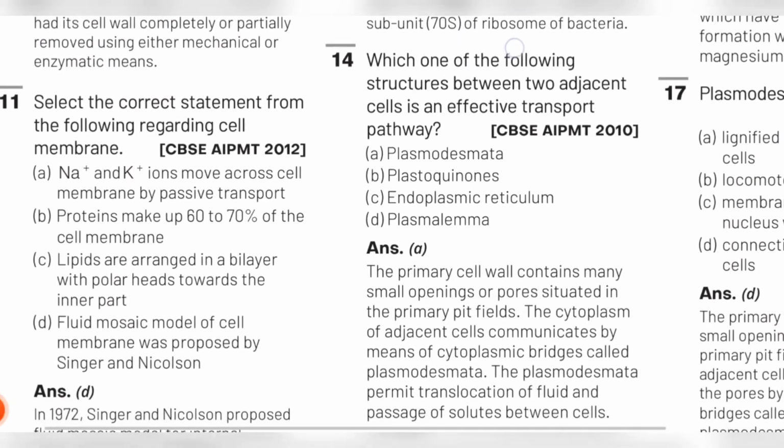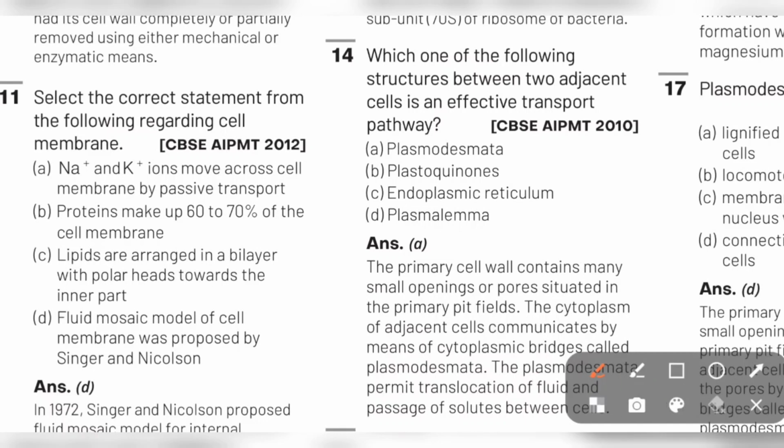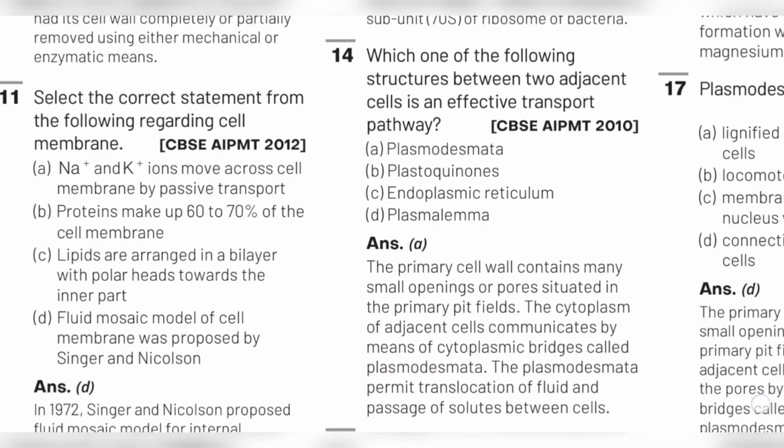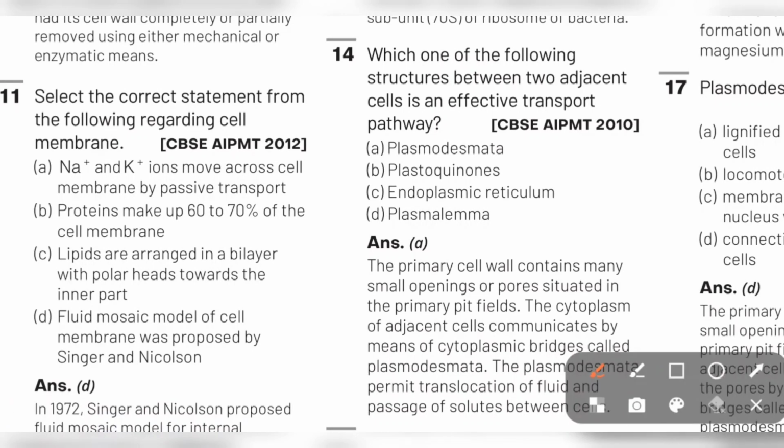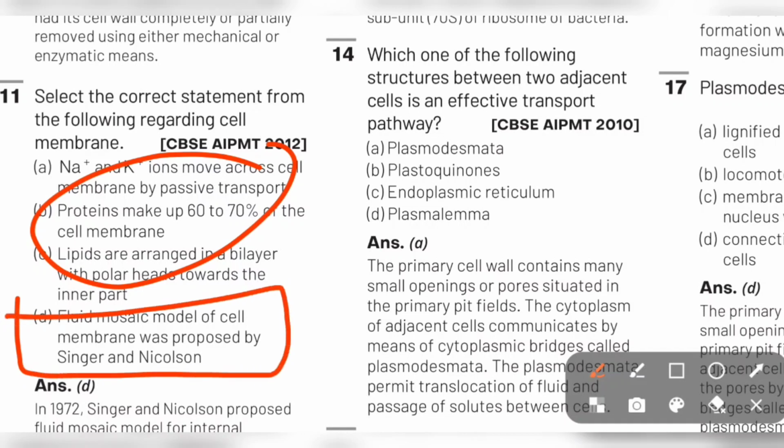Select the correct statement from the following regarding cell membrane. तो सबसे पहले, sodium and potassium ions move across cell membrane by tissue transport. Most probably गलत है. Proteins make up 60 to 70% of the cell membrane. गलत है. Lipids are arranged in a bilayer with polar ends towards the inner part. ये भी आपको गलत ही लगेगा. ठीक है. तो पहले 3 ऑप्शंस हमारे पास गलत हैं. And this fluid mosaic model of cell membrane was proposed by Singer and Nicolson. ये उसी से क्वेश्चन आया है.